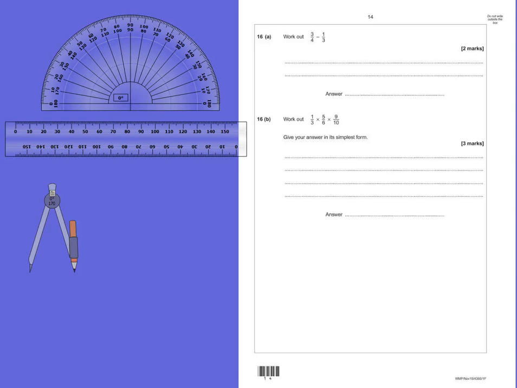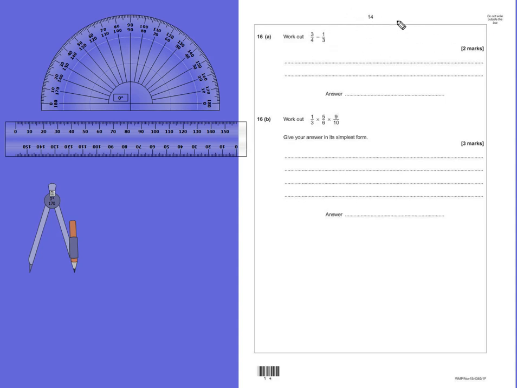Question 16a. Work out 3/4, take away 1/3. Most people that I see will try and take the easy route out of this and go 3 take away 1 is 2, 4 take away 3 is 1, and get an answer of 2. Now that should automatically tell you that something's gone wrong here. How can you start with 3/4, take away something, and end up with the whole number of 2?